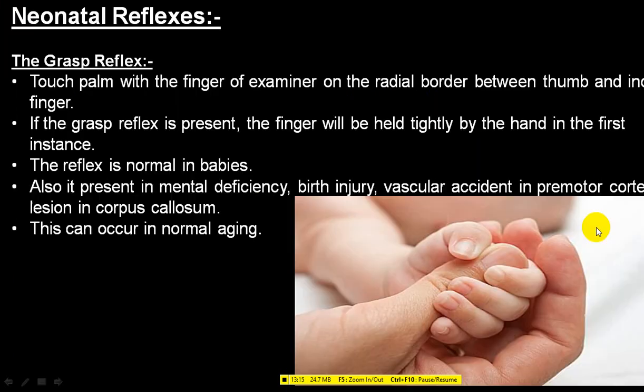So whenever you want to elicit the damage at this level, lower motor neuron, you will be going for that scapular reflex. In neonates, there are some reflexes. I am not handling this at present. Grasp reflex, which is present in children.